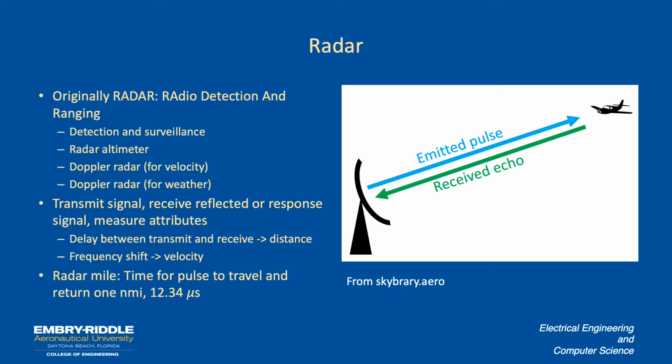So there is this idea of a radar mile, and that's the time it takes for a radar pulse to travel and return 1 nautical mile. And that's basically 12.34 microseconds. So that's almost 100,000 times a second. If it was 10 microseconds, it would be exactly 100,000 times a second. You could go back and forth a mile, so light travels pretty fast.